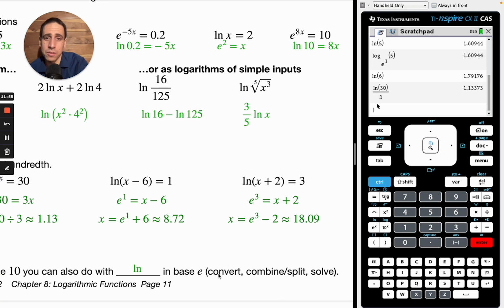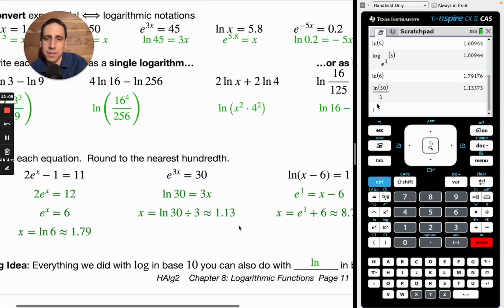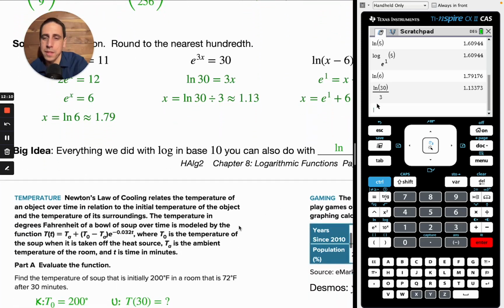And of course, these are the things we can do. We can convert between exponential equations and logarithmic equations. We can combine them or split them up. We can solve for them. These are all things we did with log base 10. Now we're just going to do them with log base e.